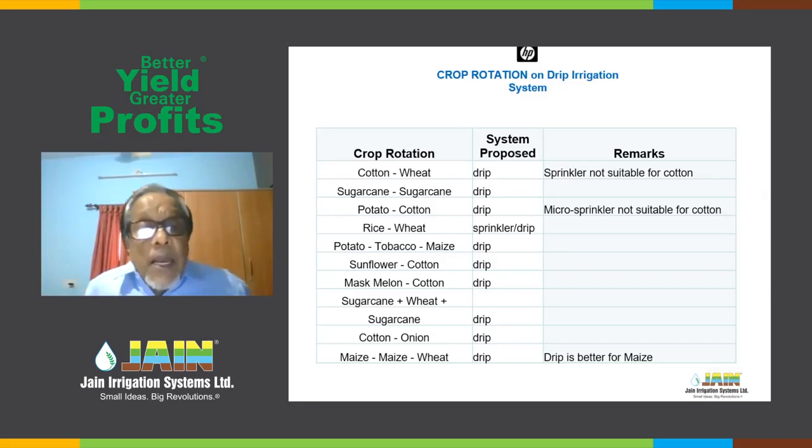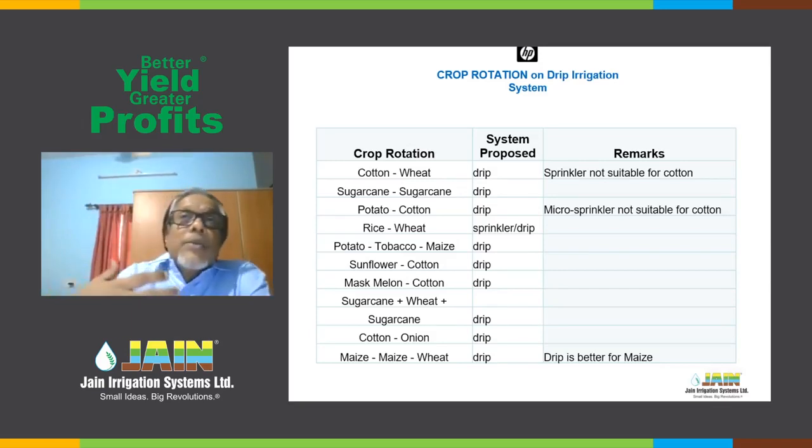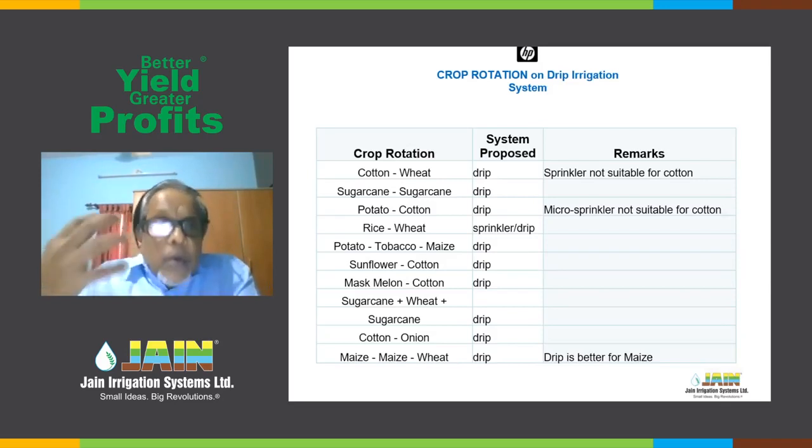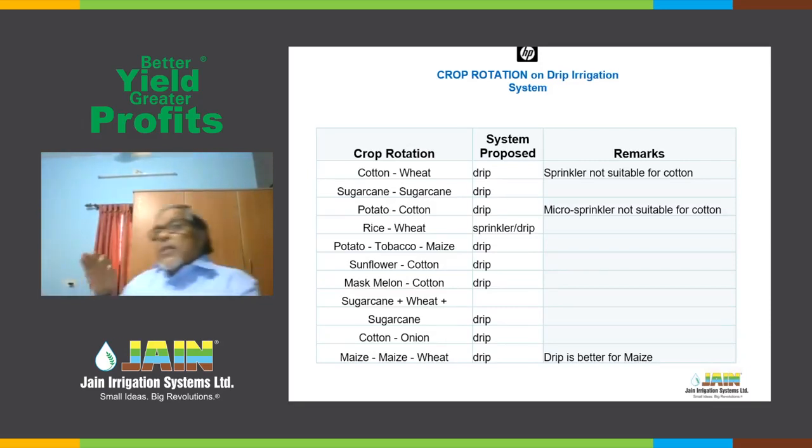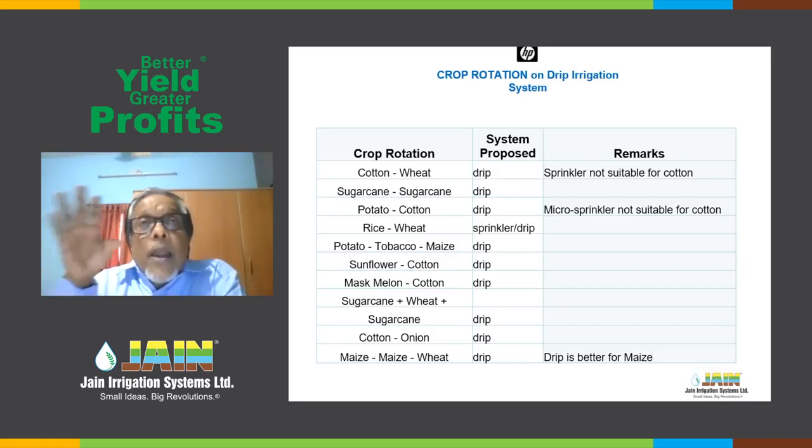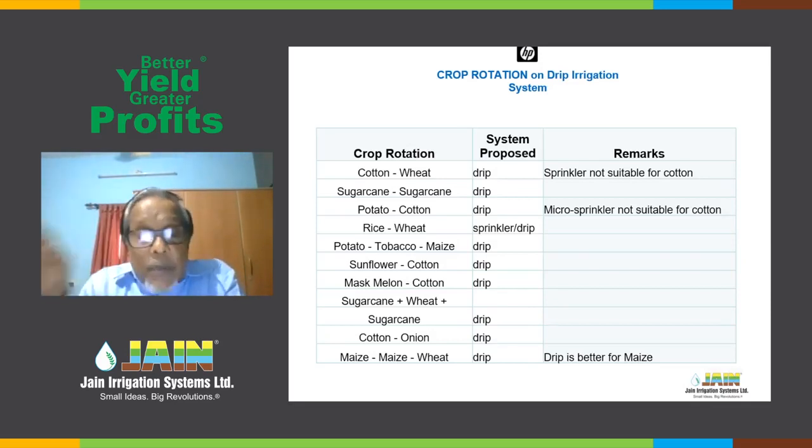Then you have muskmelon. It's not musk, it's a spelling mistake, it is M-U-S-K. Musk, because of COVID, everything is now mask. Muskmelon and cotton. Sugarcane, wheat and sugarcane as a system, and drip. Cotton to onion. I have listed these based on the actual crop rotations available in different parts of India. That's why they are real, not imaginary. The point is that one drip system installed in the field can be used for the following crops, rotation after rotation.